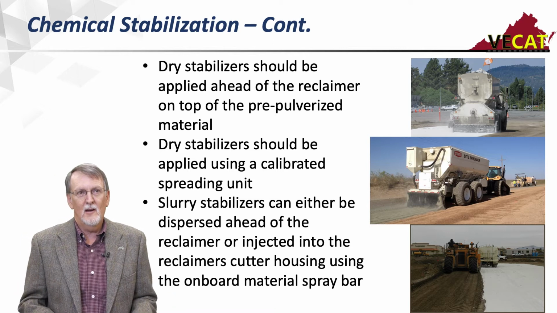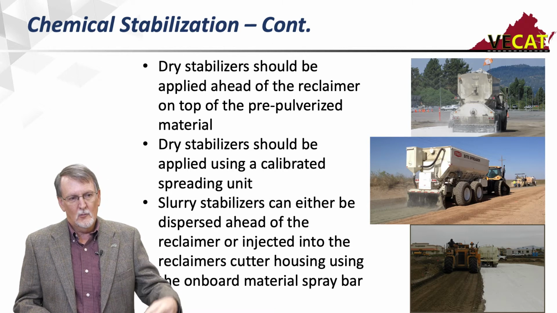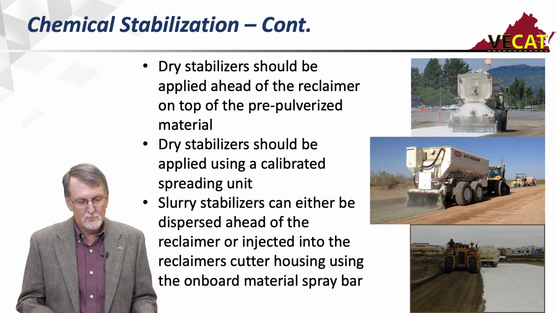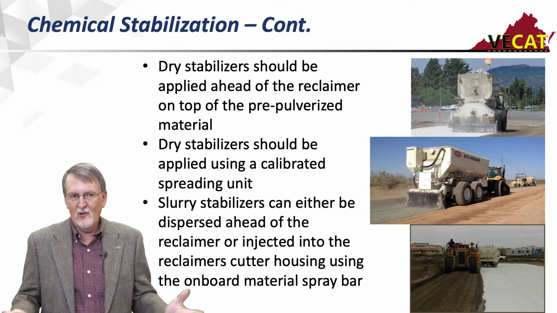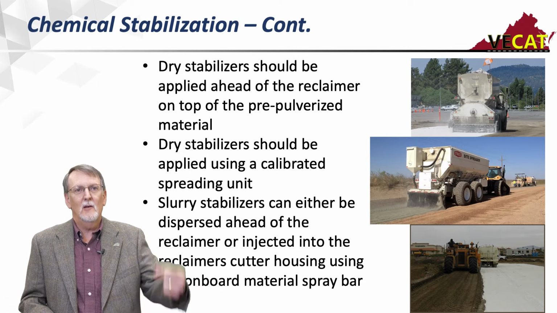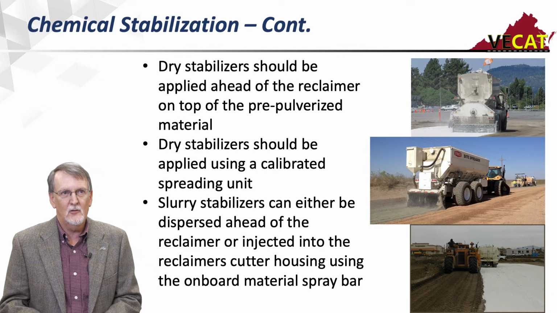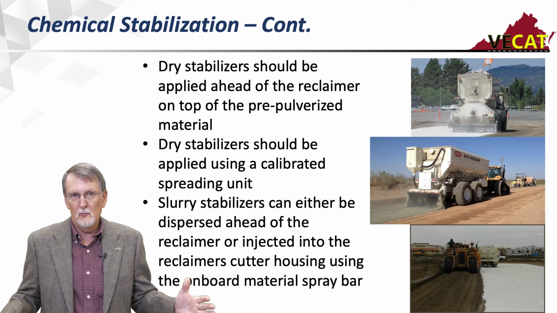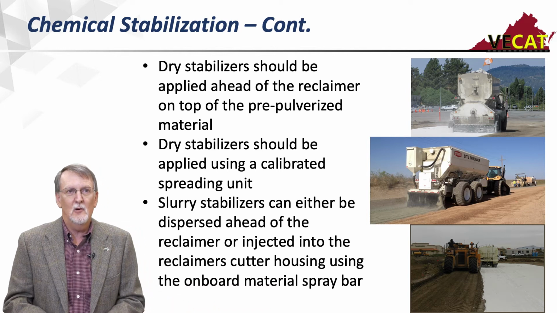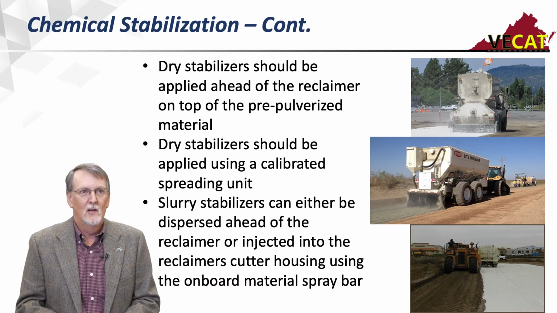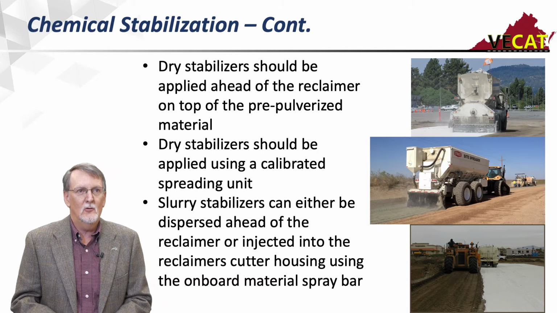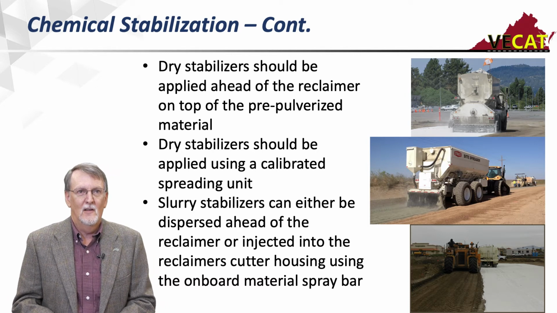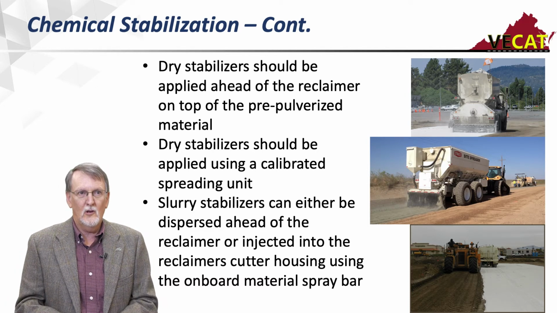Now, one of the things about a reclaimer is it spins around in an upcutting mode, and it's not going to move material laterally. So whatever it picks up, it puts right back down in the same place. So when I spread my dry stabilizing agent, I have to spread it the full width of that drum width, and I have to put it down uniformly. So they have to be put down using a calibrated spreading unit. Otherwise, you won't get uniform mixing of the stabilizer.